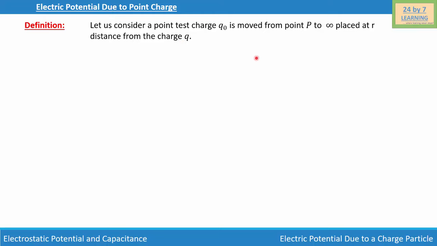So my figure is something like this, where this is my charge Q and point P is r distance from charge Q, where this test charge Q0 is located. And what we are doing, we are moving this point test charge from P to infinity.